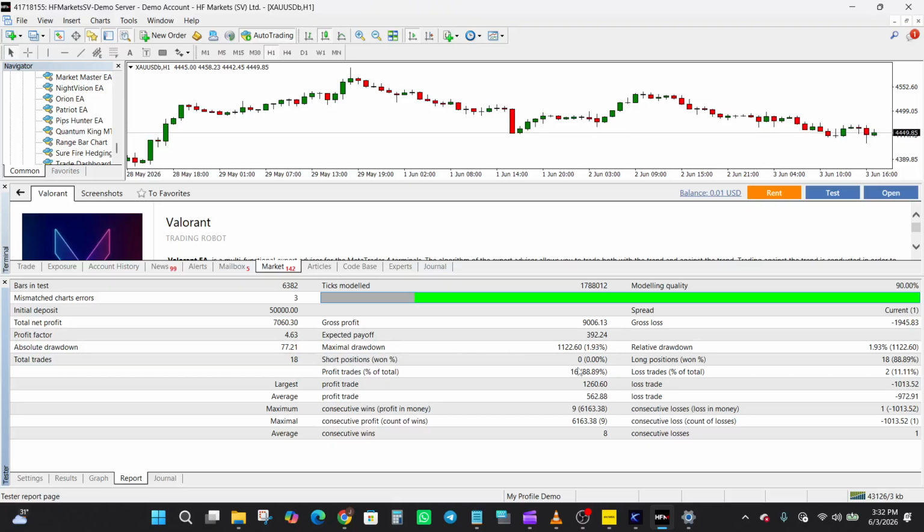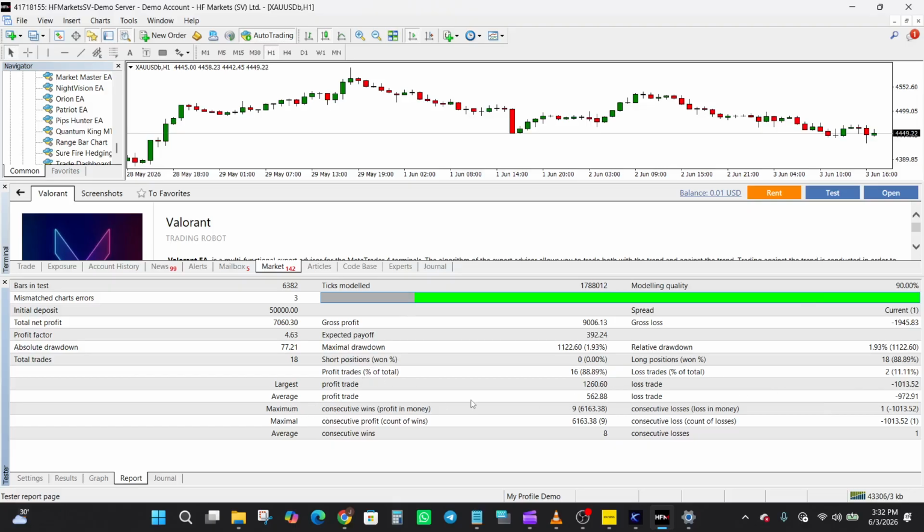Short positions, there were no short positions. Okay, they were all long positions with 88.89% win rate. The largest profit was $1,260.6. The largest loss was $1,013.52. The average profit $562.88, and the average loss $972.91. So this shows me that the risk to reward ratio is pretty bad, even though the largest profit is bigger than the largest loss.